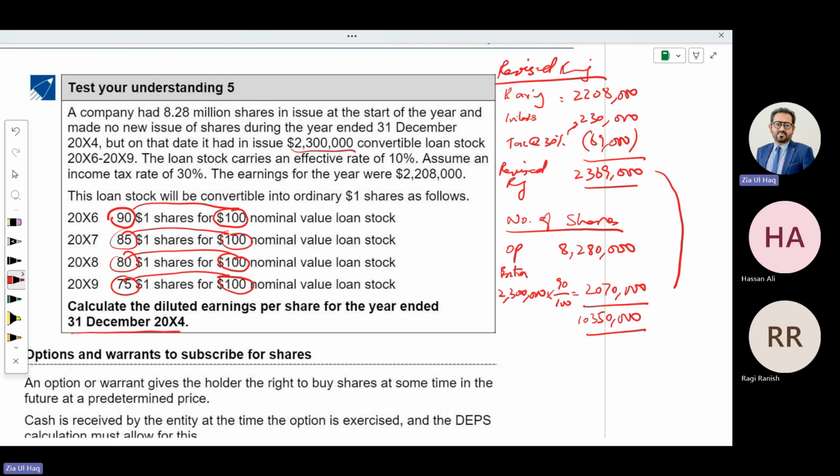So now this revised earning divided by this weighted average number of shares. So diluted EPS is equal to 2369 divided by 10350, which is equal to what? 22.9 cents. One decimal, please. This was easy as compared to the rights issue. This is easy.